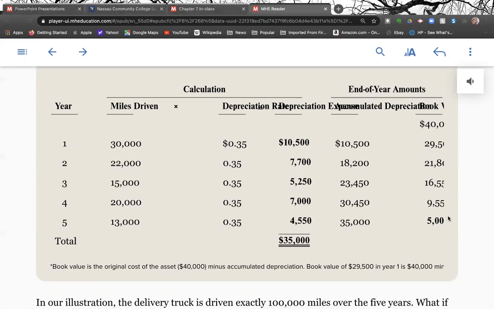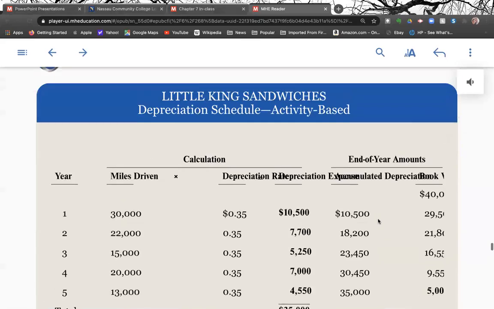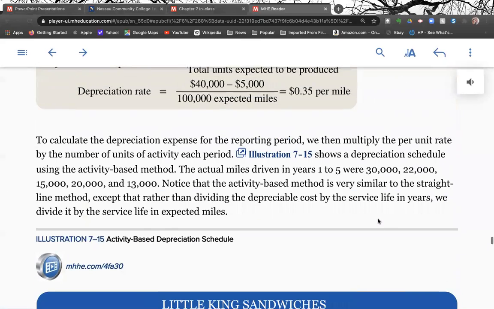And notice you wind up at salvage value again. Here you wind up at 35,000. If you were to add the 5 years together, it adds up to 35,000. And here you have to wind up with 5,000. And 5,000 plus 35 takes you back to your original 40. That's this activity-based method.